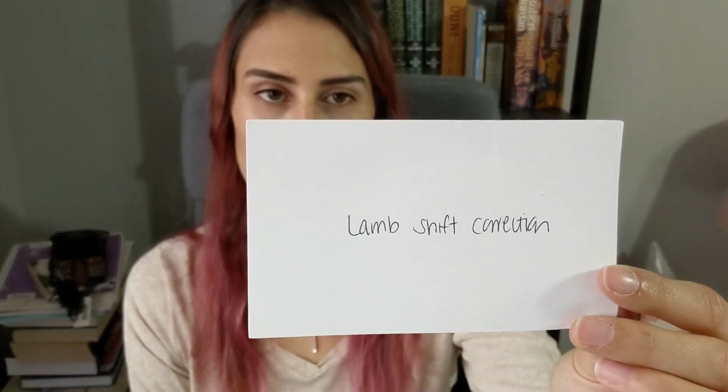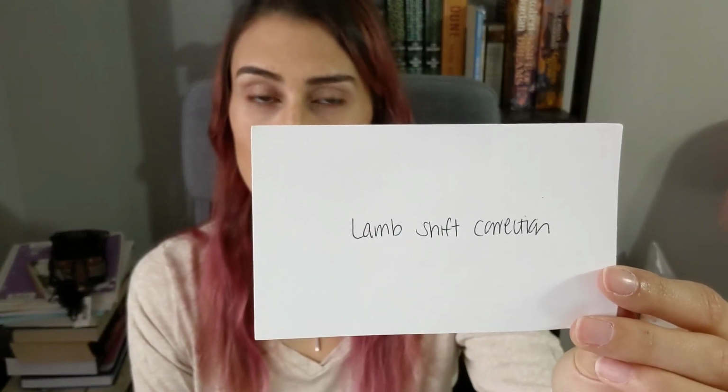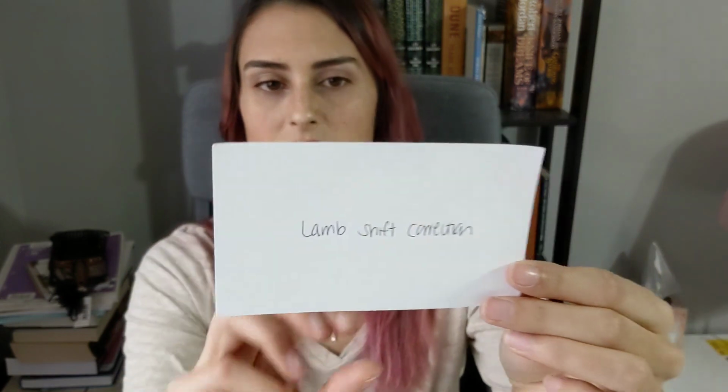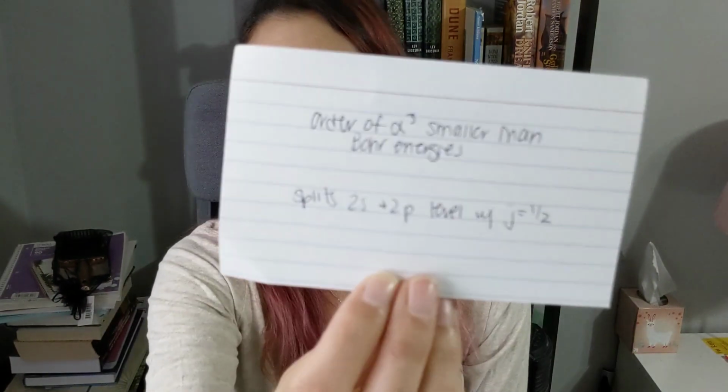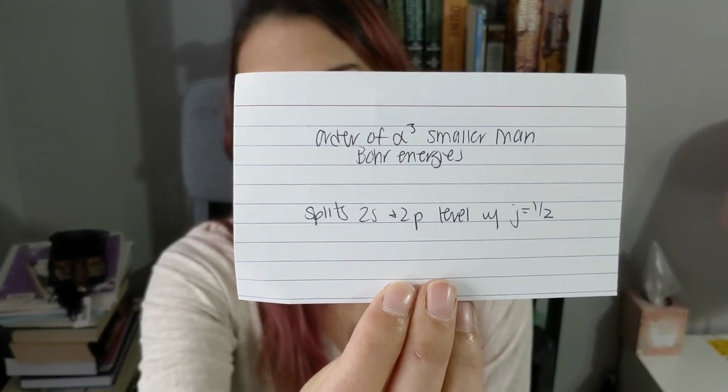The Lamb shift correction is an order of alpha to the third smaller than Bohr energies, and it splits the 2s and 2p level with J equals 1/2.